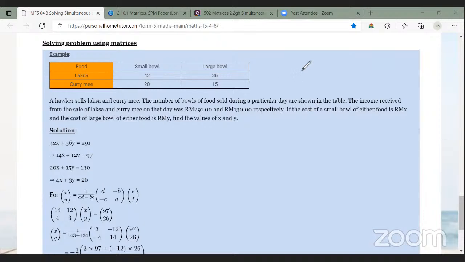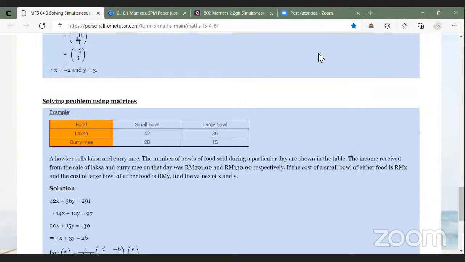All right, so you can see here, you can read the question. A hawker sells laksa and karimi. The number of bowls of food sold during a particular day are shown in the table. The income received from the sale of laksa and karimi on that day was 291 and 130 ringgit respectively. So for laksa, the income received was 291 ringgit, so this would be 291, the total. And for karimi, the total would be 130 ringgit.